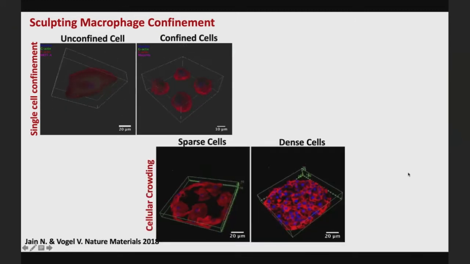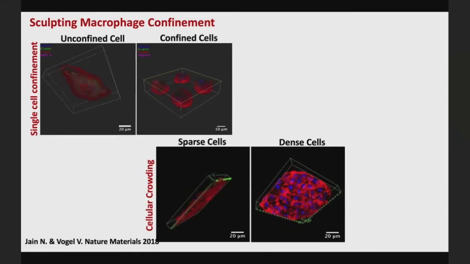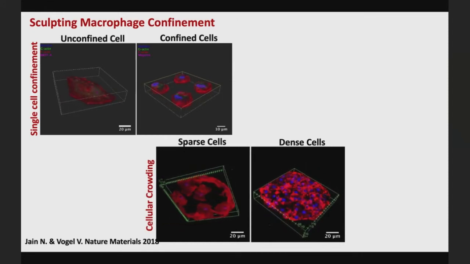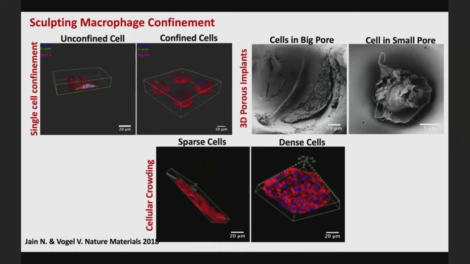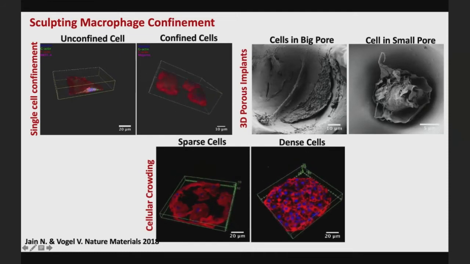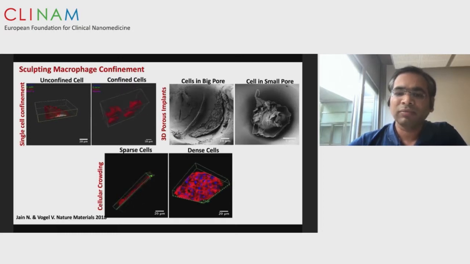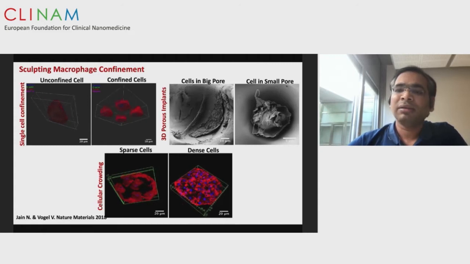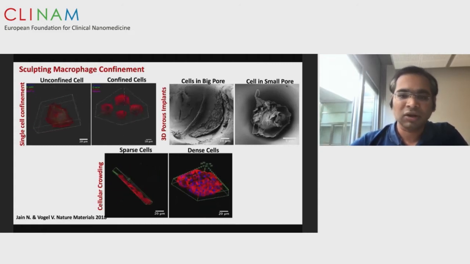We also developed sparse cells and dense cells, and you can imagine that in a tissue, cell-cell contact and cell-ECM contact directly control the spreading of immune cells or any cell type. And then we also developed quasi 3-dimensional substrates with big pores and small pores. In the big pores the cells can spread, and in the small pores the cells cannot spread. So in all these 3 platforms we are trying to confine macrophages, and we ask the question: by confining macrophages, can we tune their inflammatory activation or not?